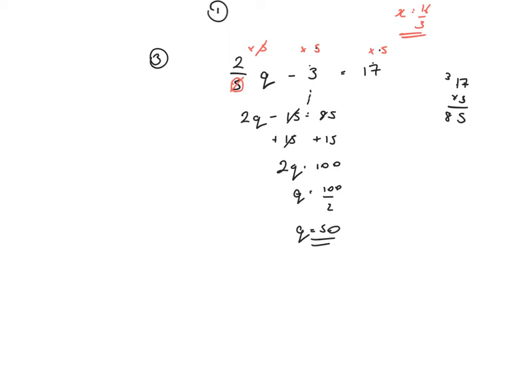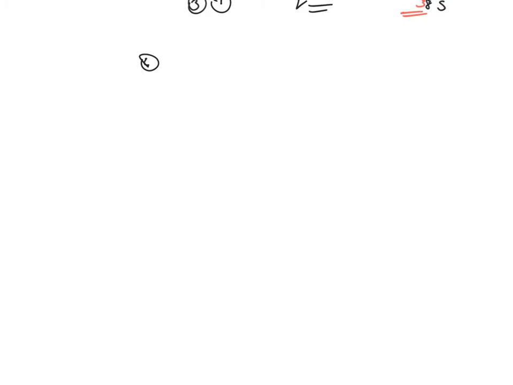Let's try an example 4. Okay, this time we've got 3/5 g minus 1 equals 2g plus 5. So again, that fraction is causing problems, so get rid of that divide by 5 by multiplying everything by 5. As long as we do the same thing, everything, that's fine. So the times by 5, divide by 5 cancel out and leave me with 3g.